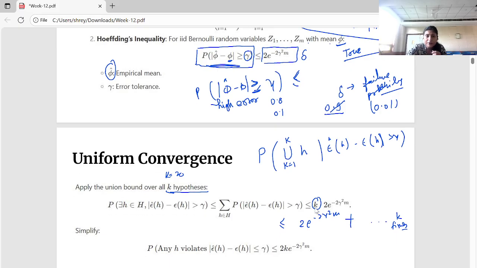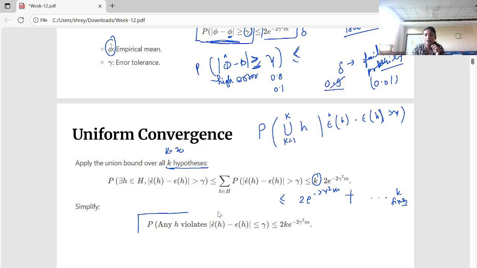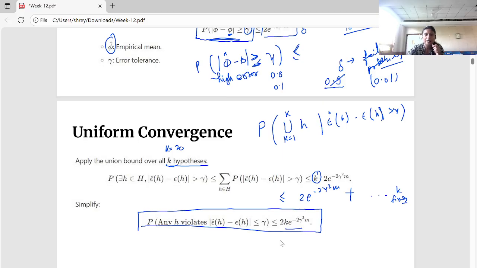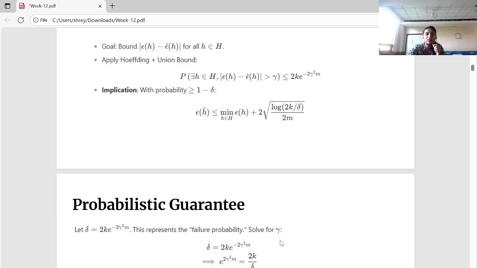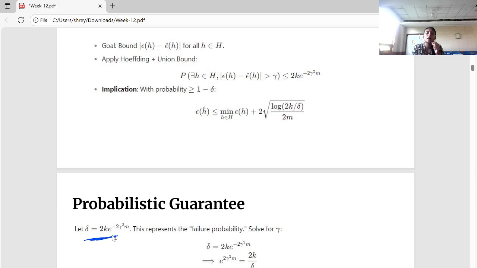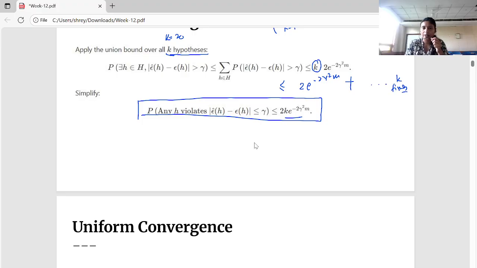So what we have just done is formulate this equation for all the hypotheses. We are saying the probability that any h violates this assumption, that the difference between them is less than or equal to gamma, where gamma is the tolerance limit, will be less than or equal to this number. We have already said this number, let's assume it is delta. When you use this delta, I also want to calculate gamma, I want a relationship between gamma and this, which can be helpful for us.